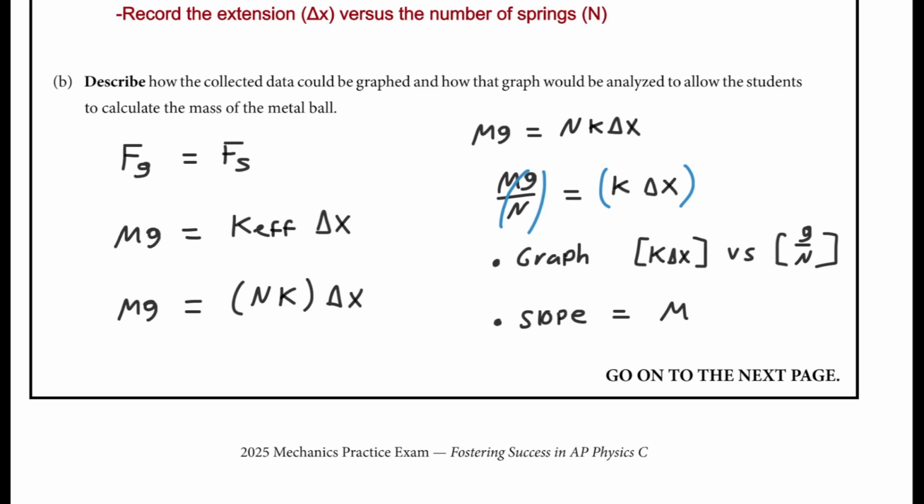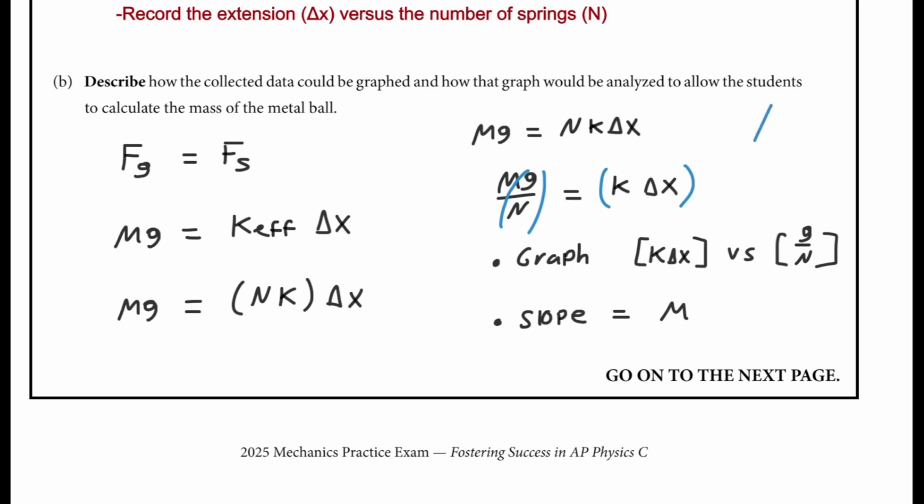Of course, there's other ways. Like I could just say graph delta x and 1 over n and deal with your slope algebra that way. But if the formula is not too bad, I like to just make the slope the answer.